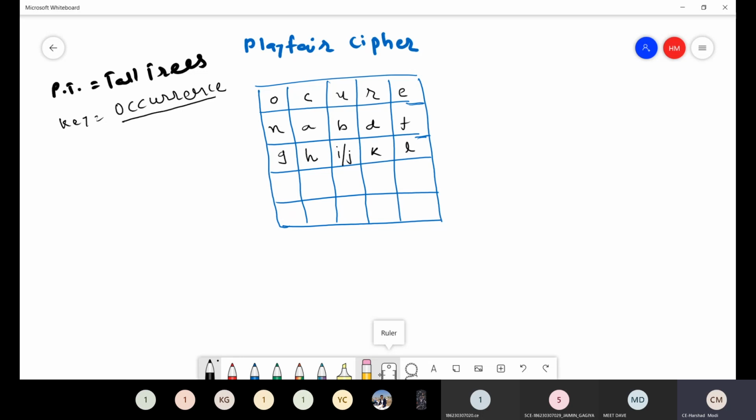IJ, then K, L, M, N is there, so O is also there. So P, then Q, R is also there, so S, T, U is there, so V, then W, X, Y, and Z. If you do it properly, then Z will always come in the last cell. अगर Z last cell में आपको मिल जाता है, then you will be sure that there is not any mistake in your key matrix. Now this is step 1.